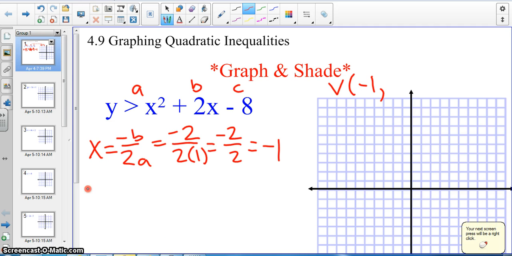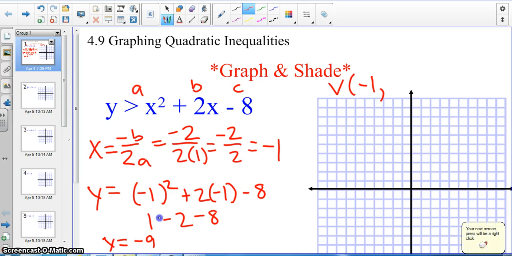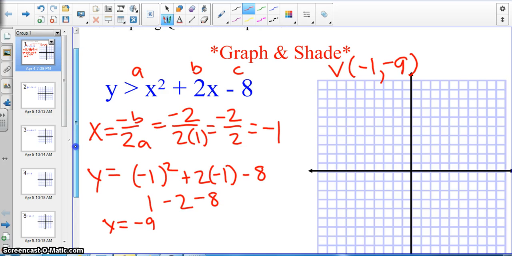To find the y of my vertex, I'm going to take negative 1 and plug it into the original equation for x. So negative 1 squared plus 2 times negative 1 minus 8. Negative 1 squared is 1. 2 times negative 1 is negative 2, minus 8. Y equals negative 9, because 1 minus 2 is negative 1, and negative 1 minus 8 is negative 9. So there's my vertex: negative 1, negative 9.